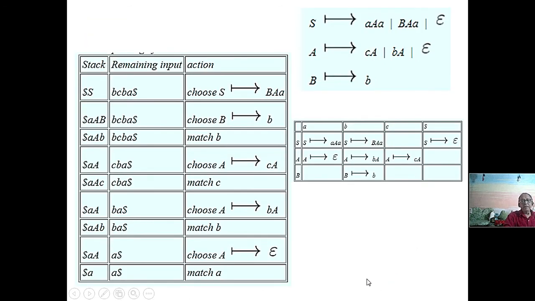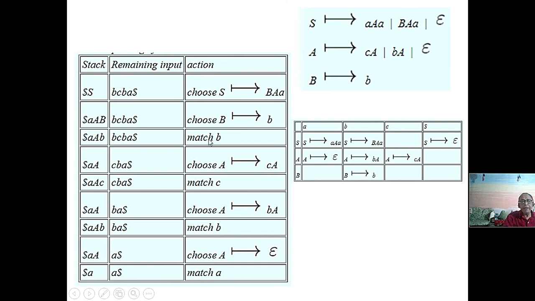Here we have seen this is BCBA. First there is dollar in the stack and BCBA is the input string. S has to match with B. This is the rule, and we push this rule in reverse order, B A A. Are you getting it? It is pushed in reverse order. Then B has to be matched with this B. This is the rule.